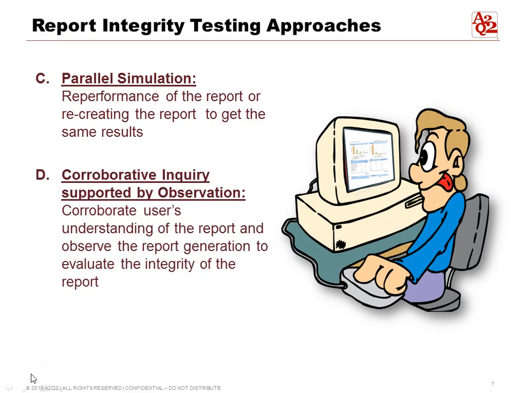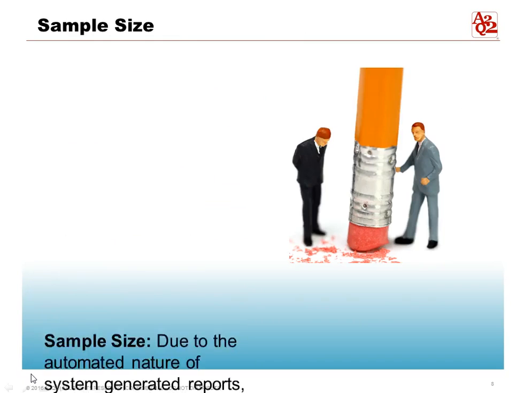And the final way is cooperative inquiry and watching the user actually generate the report. So you want to question, ask the user, do they understand the report? What's the logic of the report? What's the result that has to come out of it? And then you actually watch them generate the report and you verify the result that's supposed to come out of the report matches with what the user told you, in which case you can have now corroborated it.